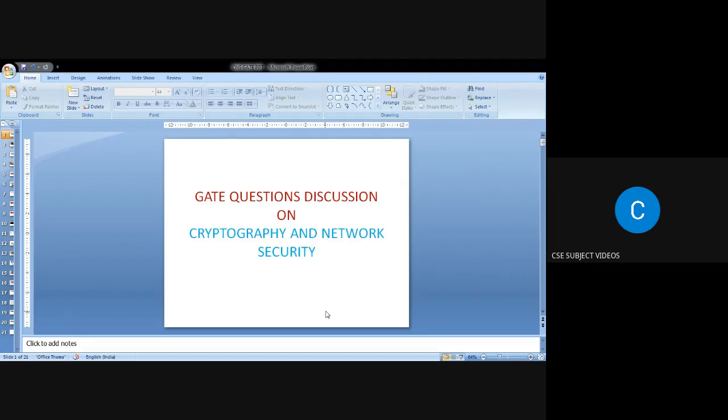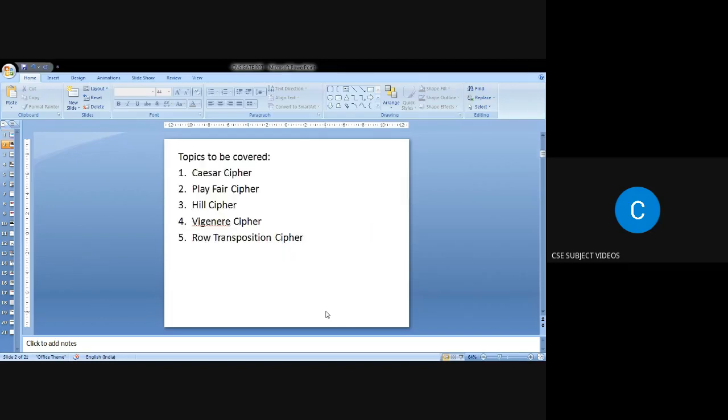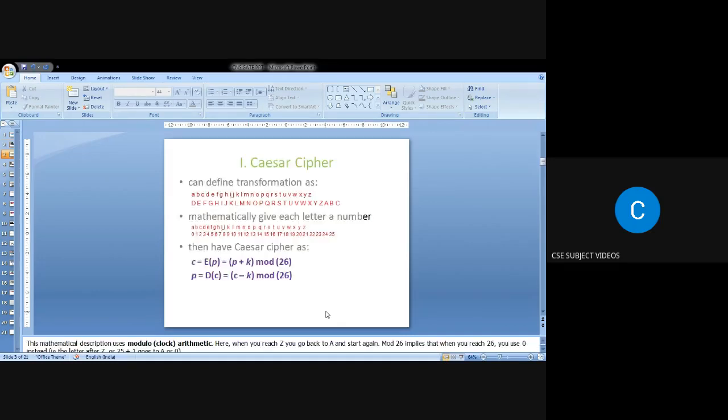Here today we are going to discuss a few GATE questions on cryptography and network security, particularly regarding substitution and transposition ciphers. A few topics we are going to cover are the Caesar cipher, Playfair cipher, Hill cipher, Vigenere cipher, and row transposition cipher. First, we can go with the Caesar cipher.